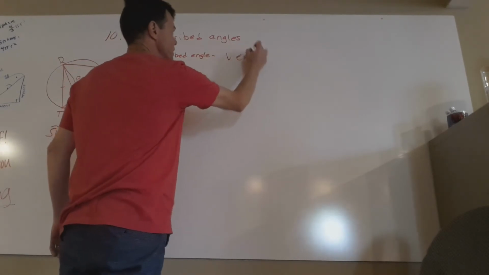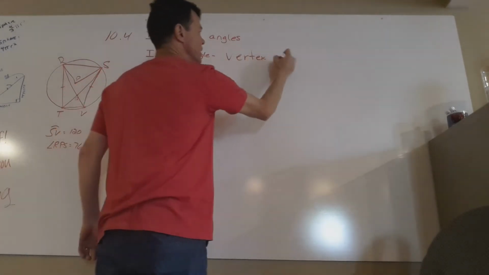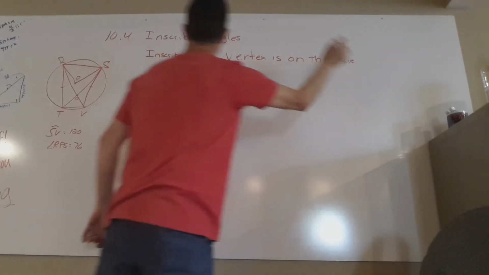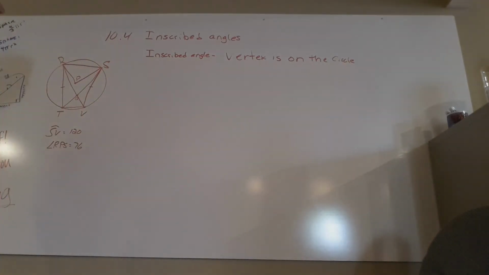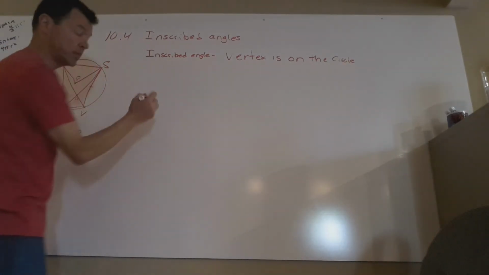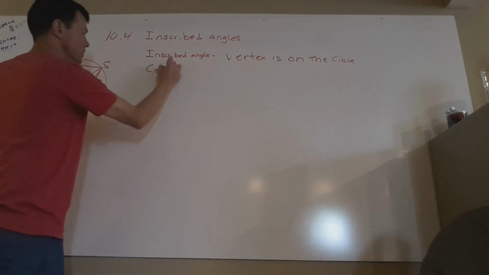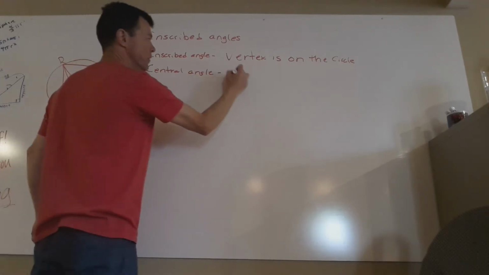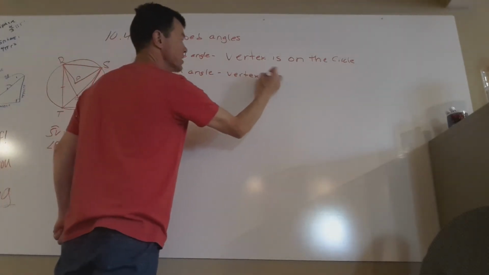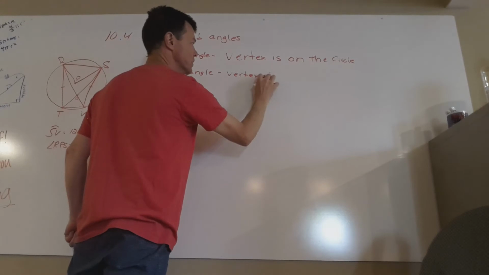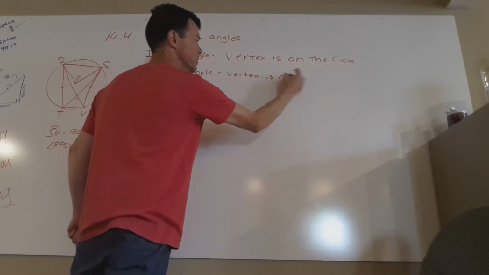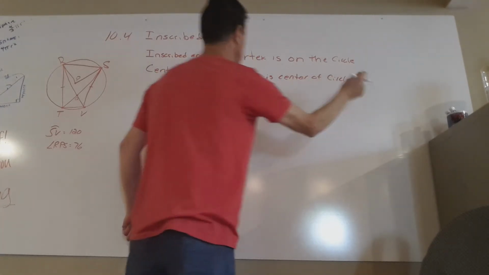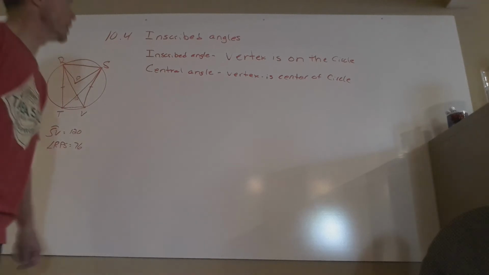So the vertex is on the circle. And not to confuse it with a central angle, because a central angle, as we had done those earlier, is one where the vertex is the center of the circle. So do not confuse an inscribed angle with a central angle.